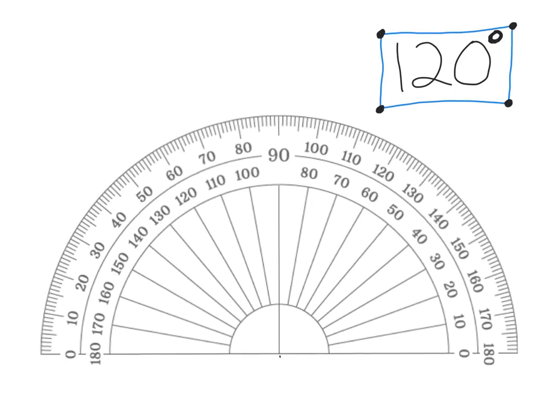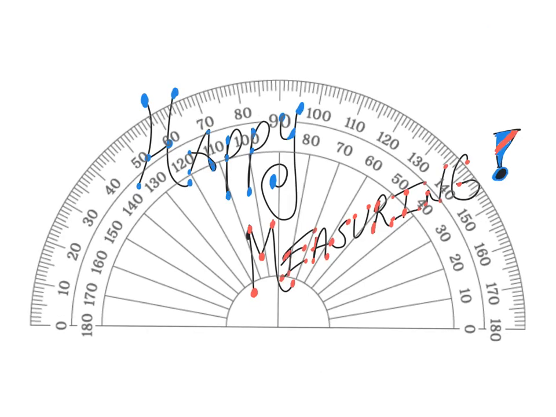So let me put my vertex. I am going to make my one line go this way, and because we're dealing with an obtuse angle, my other line has to go the opposite direction. And over here is 120. This is the 120 mark right here. And let's connect it to the vertex, and that is definitely an obtuse, like a moose, angle. Okay, happy measuring.